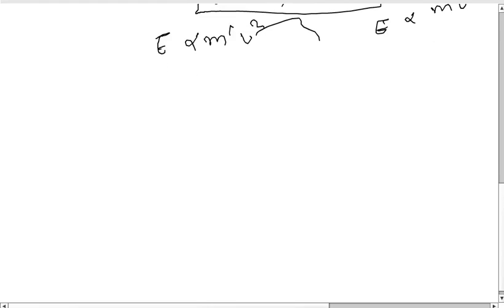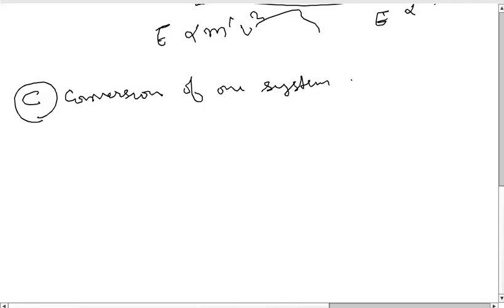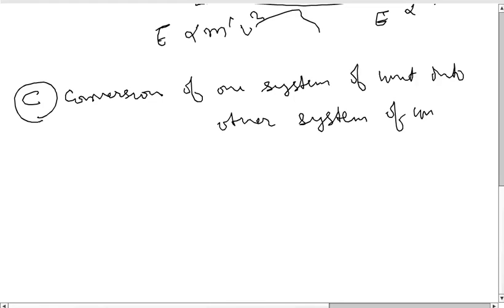Then let us see the third application, on which we also solved one problem in the last class. That is to convert one system of units into another system of units. Write down point C. We use this third application for conversion of one system of units into other system of units.